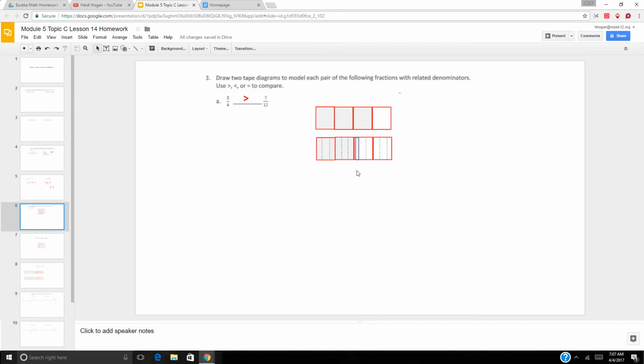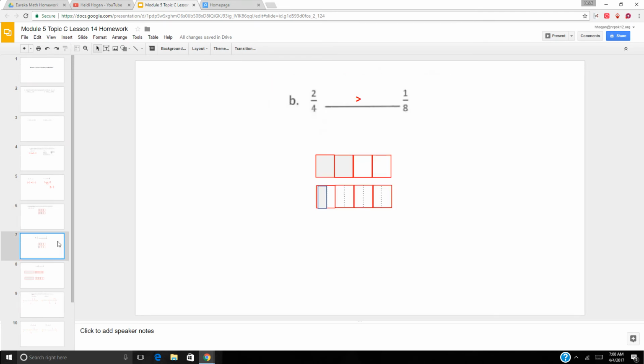So we're going to draw 2 tape diagrams. And we talked about first you just make your 2 rectangles. Then create 3/4. And then if you have fourths down here, you know you need to divide these into 12ths and shade in 7/12. And we can see that 3/4 is greater than 7/12.